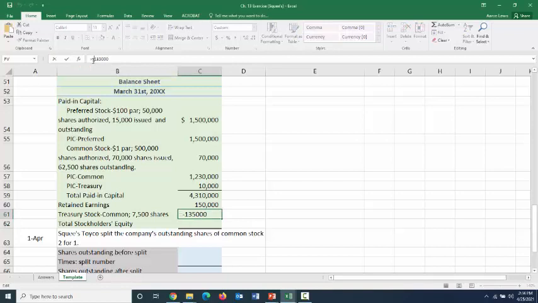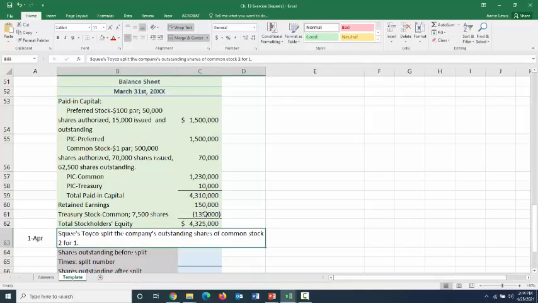So let's make that number negative. There we go. We have a $135,000 decrease to treasury stock common, and we also have 75,000 shares in treasury given in the information. So now to find our total stockholders' equity, what we do is we add together our two components, our paid-in capital and our retained earnings, and then subtract out the amount of treasury stock we have on our books to arrive at $4,325,000, the total value of this business to the shareholders of Squeeze Toyco.